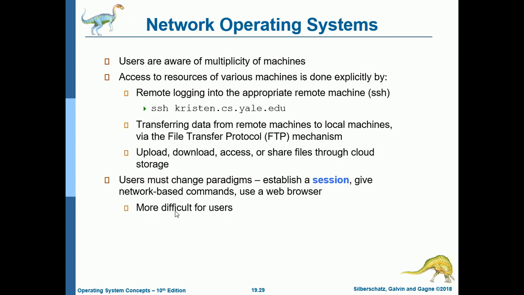So first, we have the network operating systems. Users are aware of the multiplicity of machines, as mentioned in the previous slide. So access to resources of various machines is done explicitly by remote logging into the appropriate remote machine using SSH, or the Secure Shell Protocol. We have an example here, the command, and then transferring data from remote machines to local machines via the file transfer protocol mechanism, or FTP.